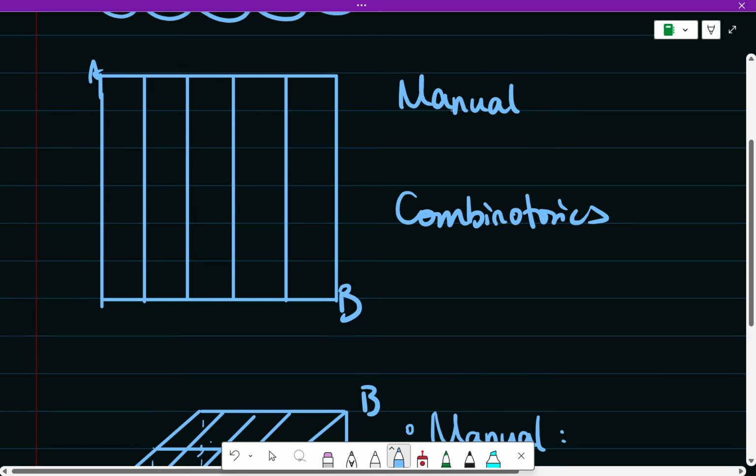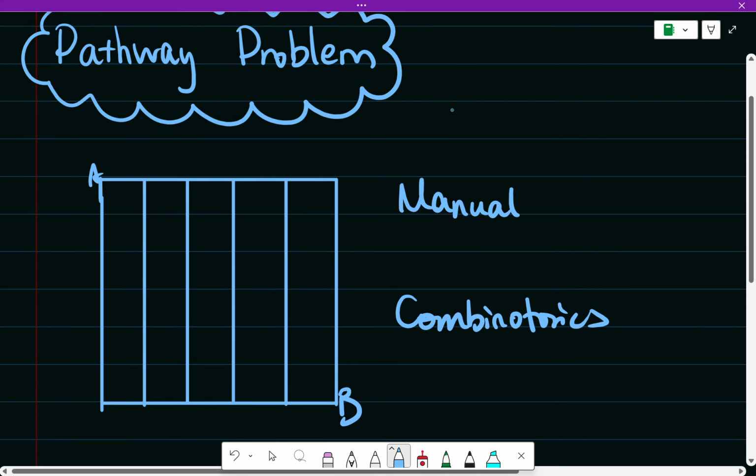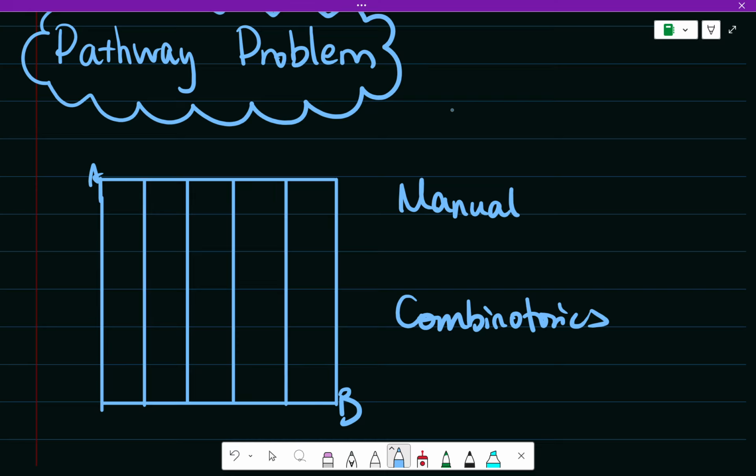In this video, we're going to talk about pathway problems. We're going to talk about two classical types of pathway problems. The first one is a 2D pathway problem, while the second one is a 3D pathway problem. For all the pathway problems, we can use either a manual method or a combinatorics approach. So let's look at how we can approach this particular example right here with the manual method.